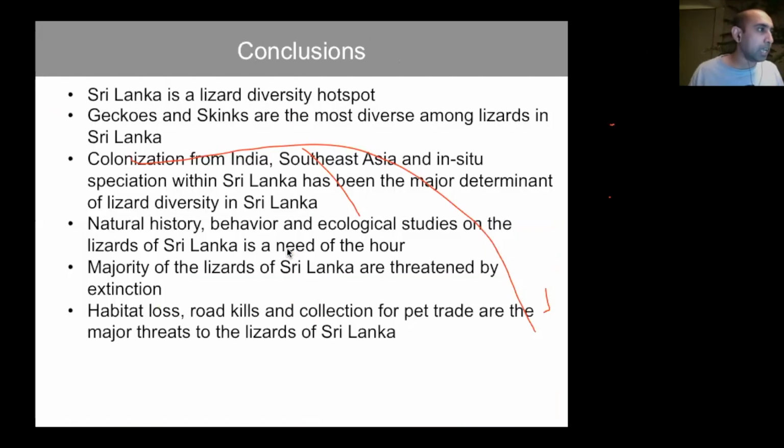So with this, I'm going to conclude my presentation. As I mentioned earlier, Sri Lanka is a lizard diversity hotspot. Among the lizards, geckos and skinks are the most diverse. It seems like colonization from India, Southeast Asia, and in situ speciation within Sri Lanka have been the major determinants of lizard diversity in Sri Lanka. However, natural history, behavior, and ecological studies on the lizards of Sri Lanka are a need of the hour. The majority of the lizards in Sri Lanka are of course threatened by extinction. Major threats are habitat loss, roadkills, and collection for the pet trade.